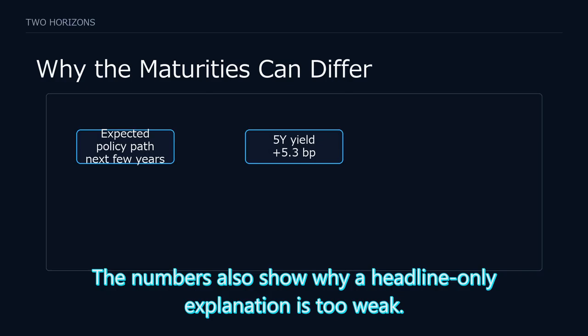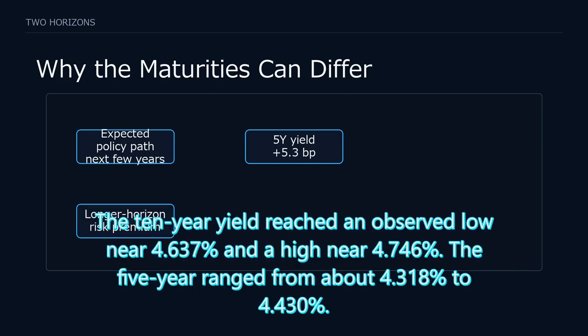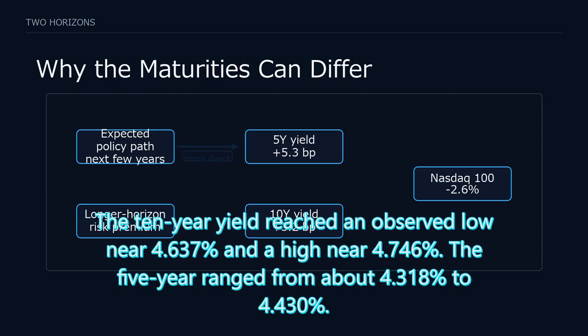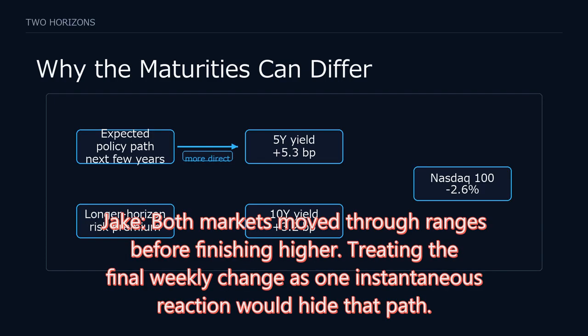The numbers also show why a headline-only explanation is too weak. The 10-year yield reached an observed low near 4.637% and a high near 4.746%. The 5-year ranged from about 4.318% to 4.430%. Both markets moved through ranges before finishing higher. Treating the final weekly change as one instantaneous reaction would hide that path.